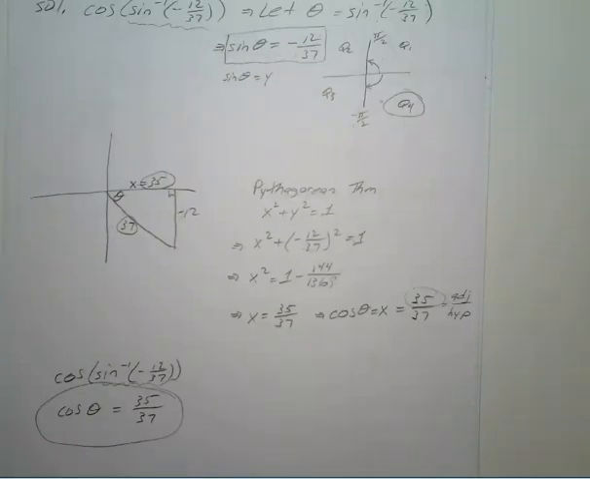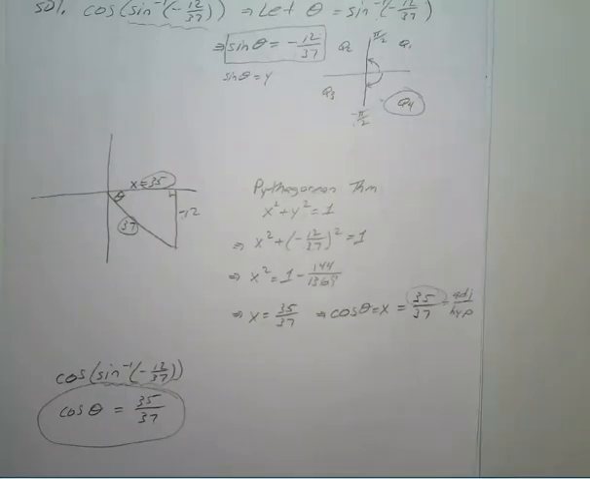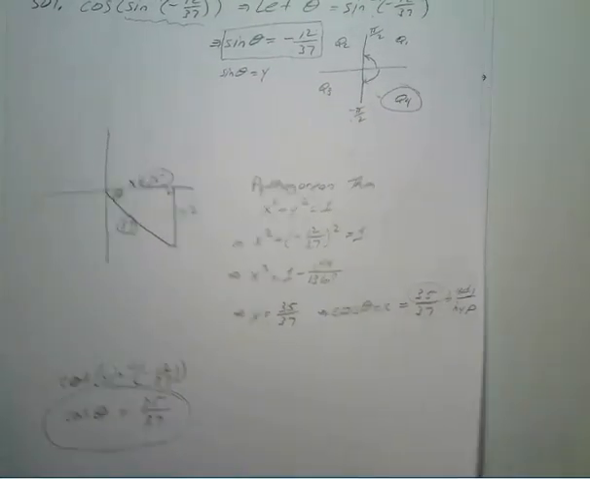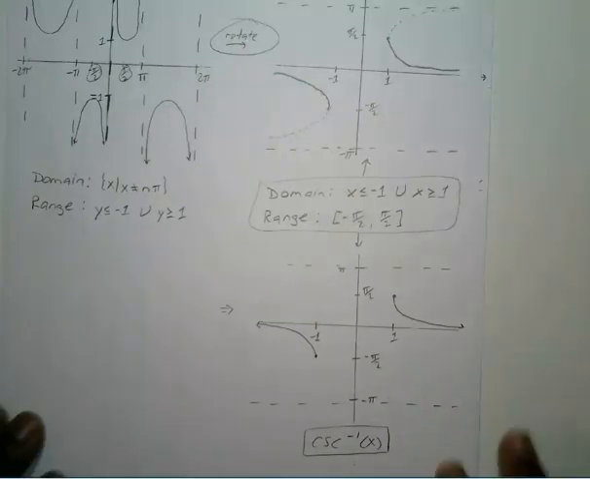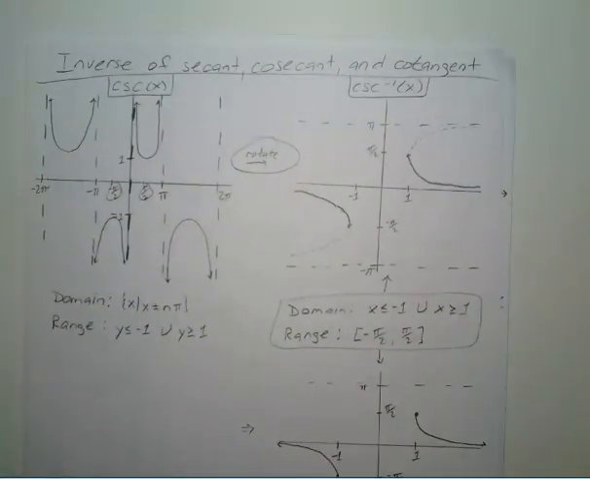All right, so if you are still writing, feel free to press pause and finish up. We're going to go ahead and move on to our next examples, which explain the inverse of secant, cosecant, and cotangent.